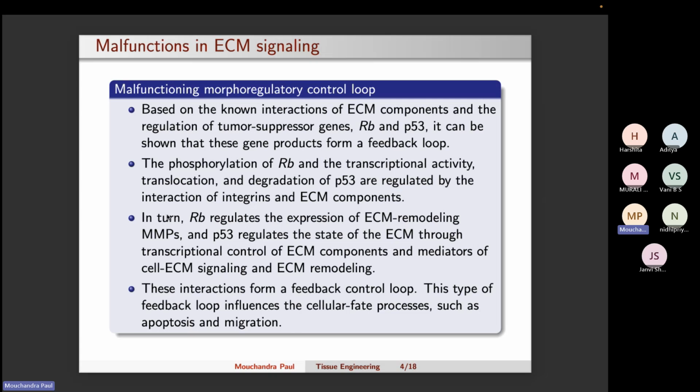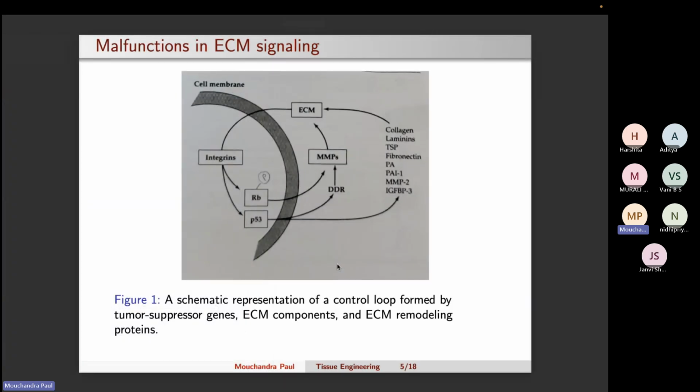And in turn, RB regulates the expression of the ECM remodeling MMPs, and P53 regulates the state of the ECM through transcriptional control of ECM components and mediates cell-ECM signaling as well as ECM remodeling. So RB is controlling synthesis of the MMPs, and P53 is controlling the synthesis of new ECM components, as well as regulating cell-ECM interactions. So this is a feedback loop going on.